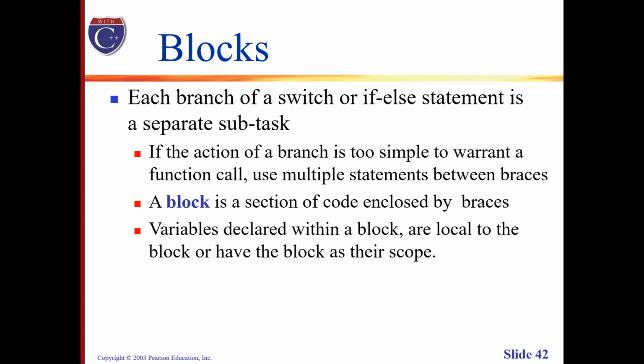Then, variables declared within a block are therefore local to the block or have the block as their scope. From our previous lesson, especially with functions, I believe we've already dealt with variable scopes and how the scoping of a variable affects its value and the way we access the value inside those variables. So therefore, it's always important that we must consider the scope of a variable as well as the block in which a variable exists.